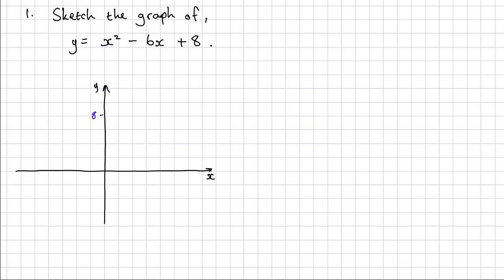And to find where it crosses the x-axis, my y values need to be 0. So when my y value is 0, I need to solve this for x. So let's do that. So when y equals 0, I have 0 is equal to x squared minus 6x plus 8. Now I have a quadratic equation here. Now when I'm solving these, I will look to factorize it. If I can't factorize it, I'll use the quadratic formula. Now this is one that I can factorize, so I'll do that.